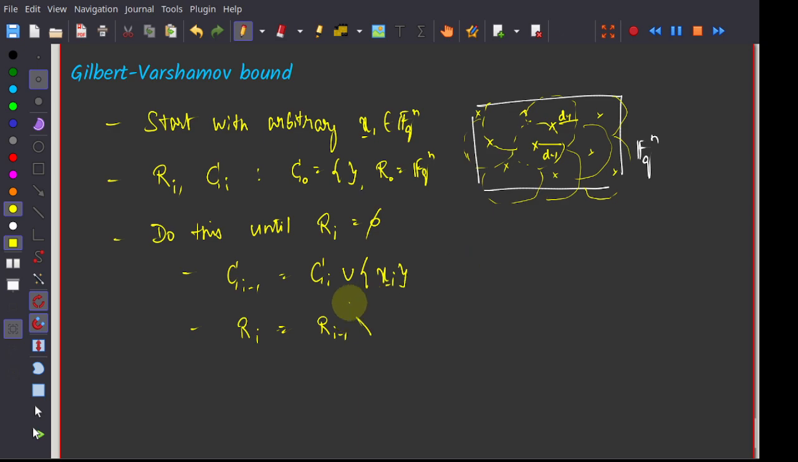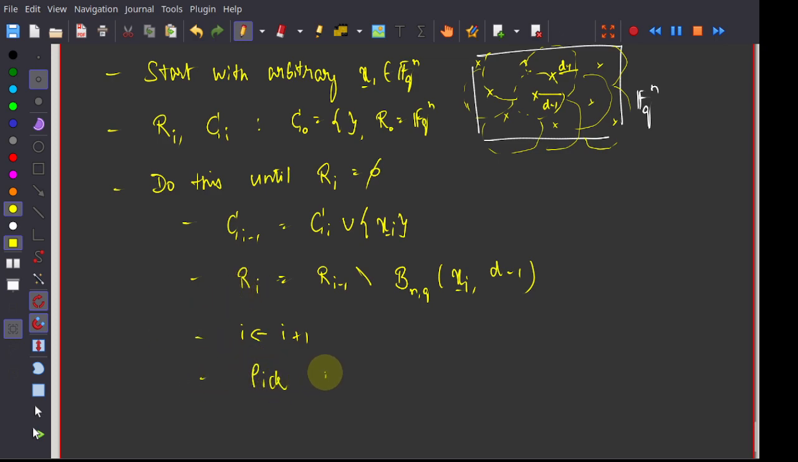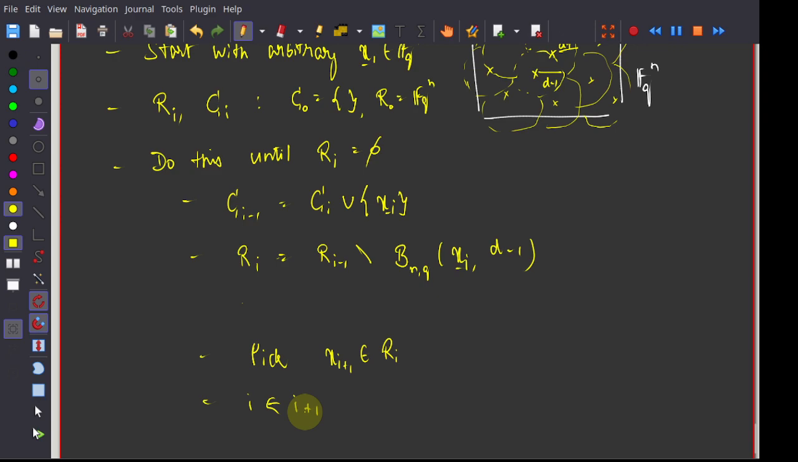were within Hamming distance D minus 1 to x, the Hamming ball. Correct. Then what do I do? Just increment, pick the next vector, and increment. That's an algorithm. It's a greedy algorithm for constructing. Correct? Any questions?